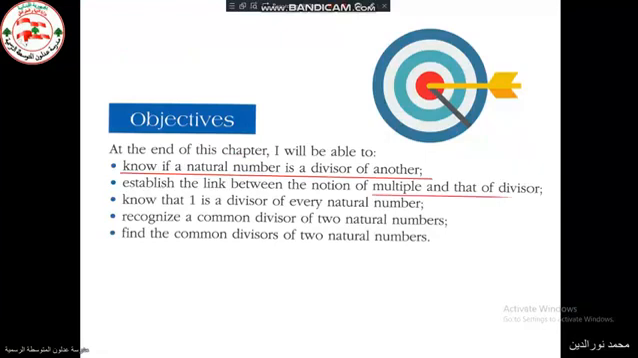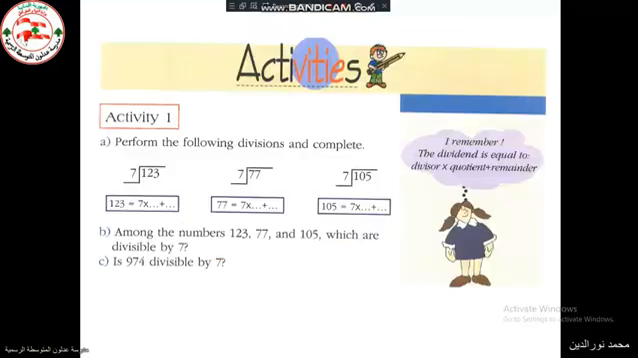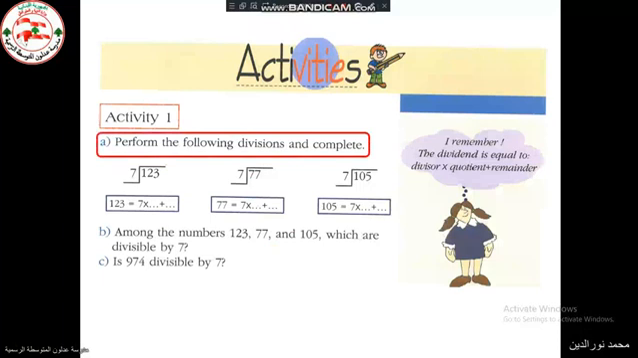And then to establish the relationship between the multiple and the divisor, know that 1 is a divisor for every natural number. Recognize and find the divisors, the common divisors of two natural numbers. So let's do first the activities in our book. Perform the following divisions and complete. We have to complete these equalities.